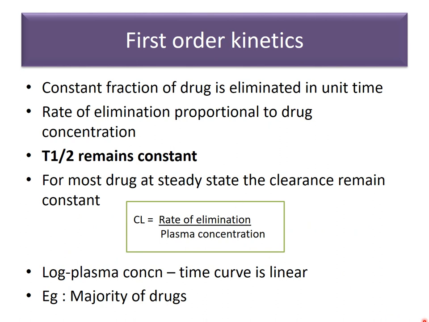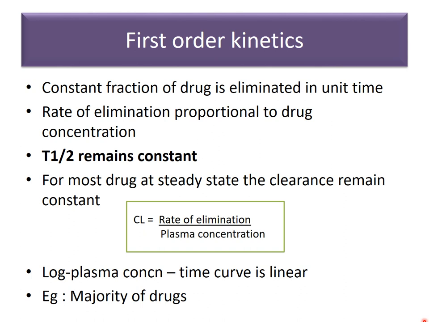Okay, when we consider the plasma T half and the clearance, we can divide the kinetics of elimination into two. There are two types of kinetics of elimination. One is first order kinetics and the other one is zero order kinetics. First is the first order kinetics. Here a constant fraction of drug is eliminated in unit time.